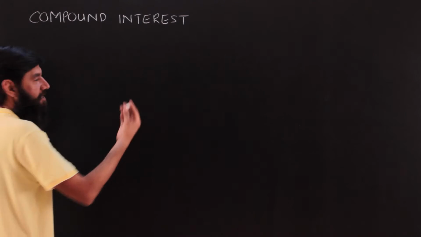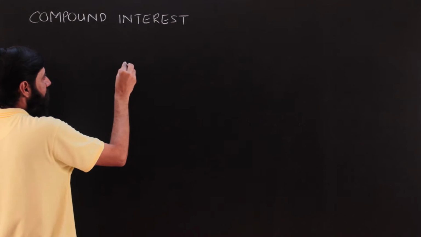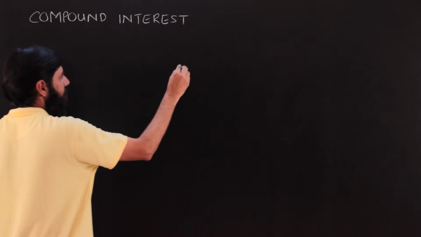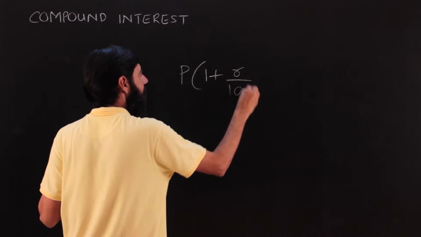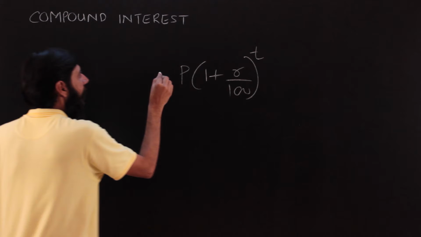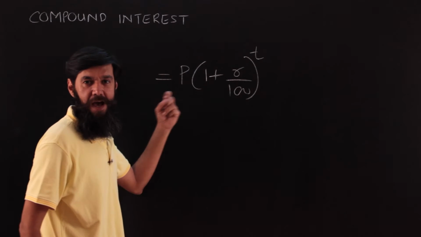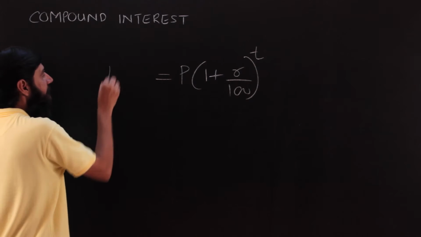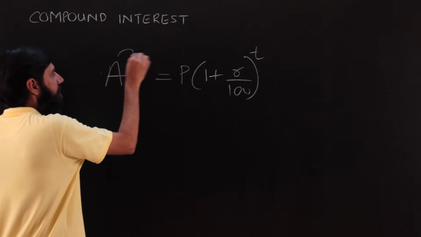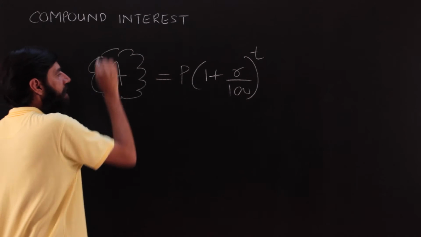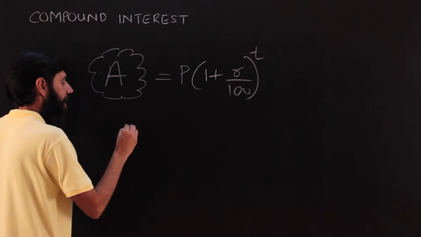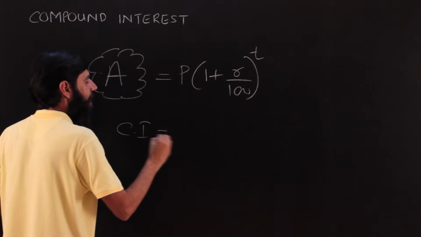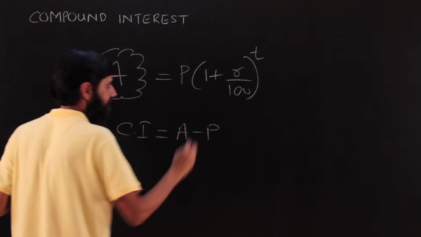However, the formula changes now, and if you remember from your school days, the formula for compound interest was P(1 + R/100) raised to T, and importantly, this formula gives us the amount this time. So this formula gives us the amount and not the compound interest. In fact, if I want to find the compound interest, I would have to do amount minus the principal.